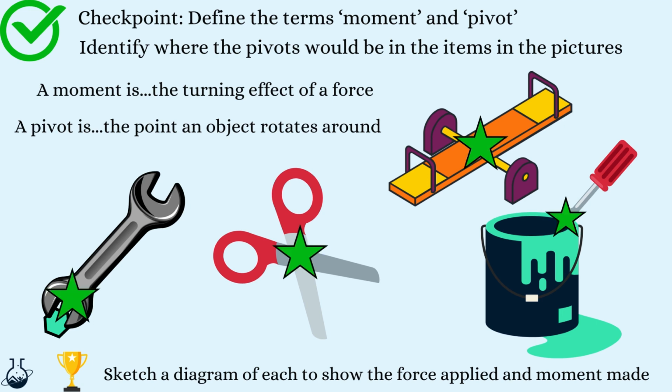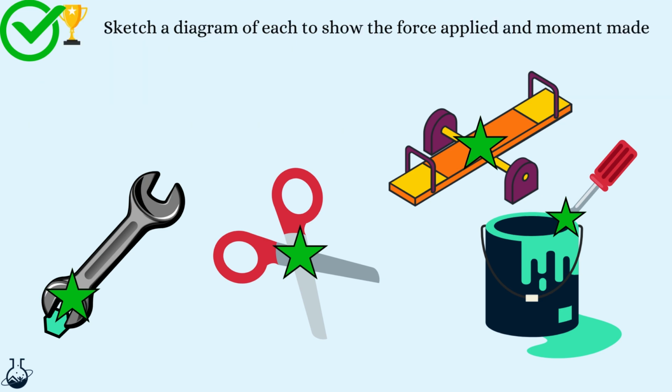On the screen are now the pivots for the objects in the diagrams shown by the green stars. You might notice that most of them are in the middle of the object themselves, but this will not always be the case, such as the spanner. It just depends by which point the object is moving around. If you had a go at the challenge to sketch a diagram of each to show the force applied and moment made, well done. If not, feel free to make notes as we go.